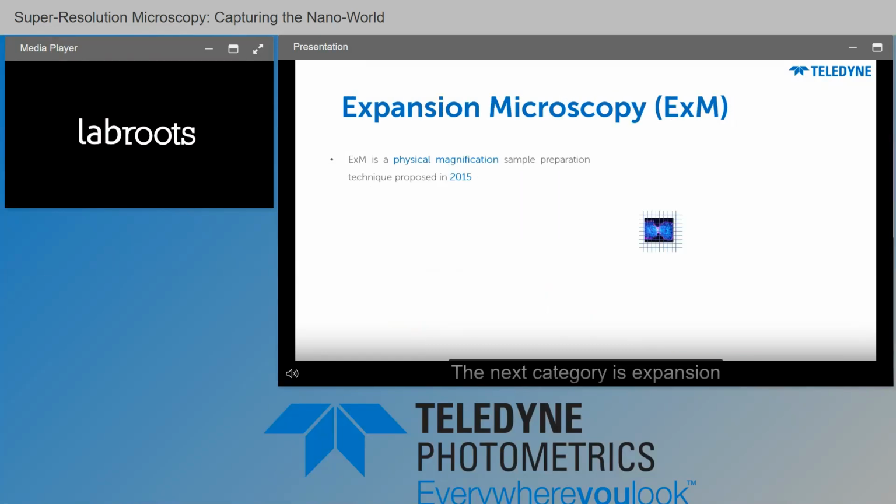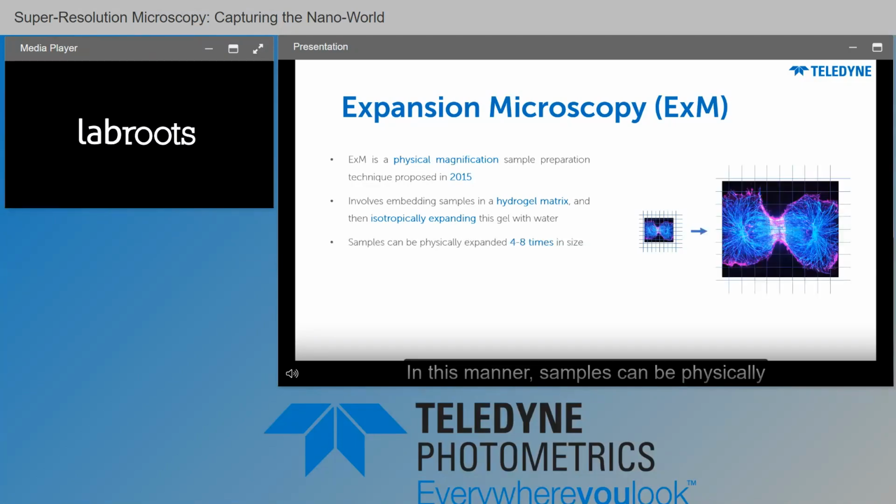The next category is expansion microscopy. This is a sample preparation technique proposed in 2015. This is physical magnification. This involves embedding your samples into a hydrogel matrix and then isotropically expanding this gel with water. In this manner, samples can be physically expanded 4 to 8 times in size. You simply swell up the sample you have to a larger size within the gel.